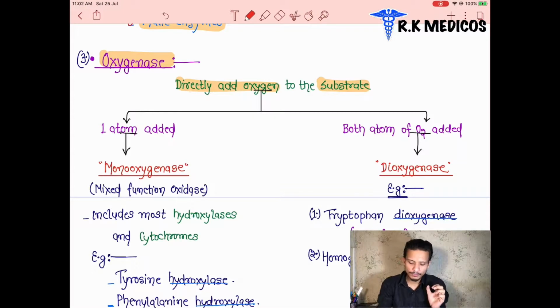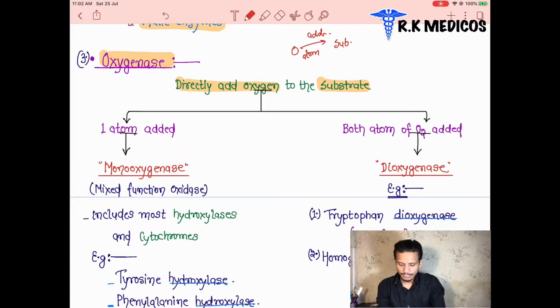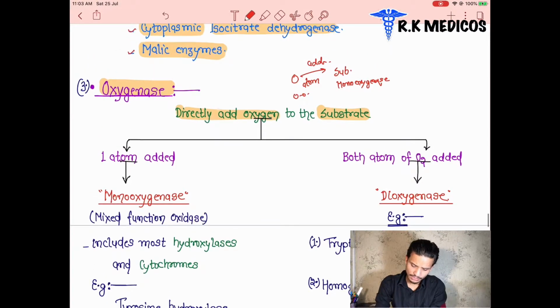When we are going to add, suppose here is some substrate, and we are going to add oxygen molecules or atoms here directly on the substrate. When one atom is added, that one is called monooxygenase. When both atoms of the oxygen are going to be added, then it is called dioxygenase.